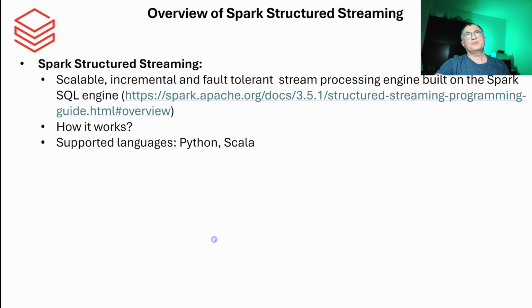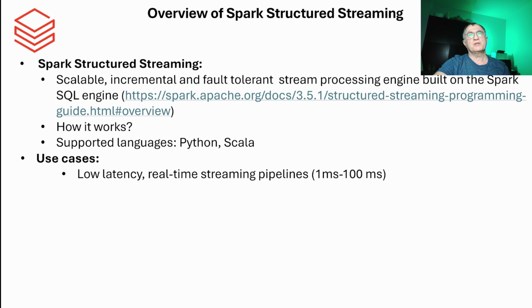In Databricks, you can use Python and Scala to build your streaming pipelines. Some of the use cases: as I mentioned, Spark Streaming is primarily built to handle low latency real-time streaming pipelines. Depending on your data speed and size, you can get up to 1 millisecond latency.